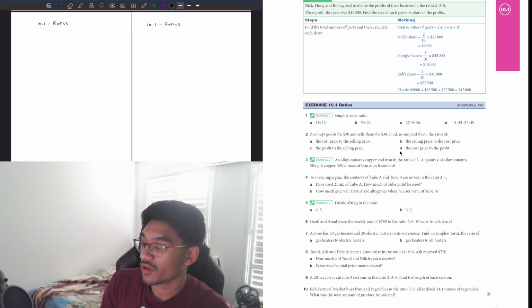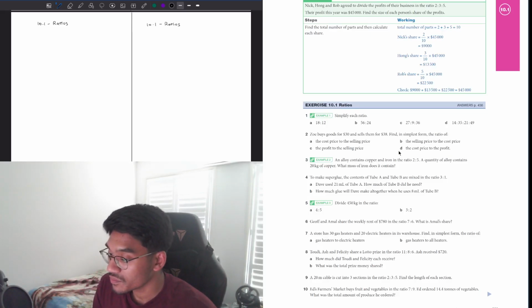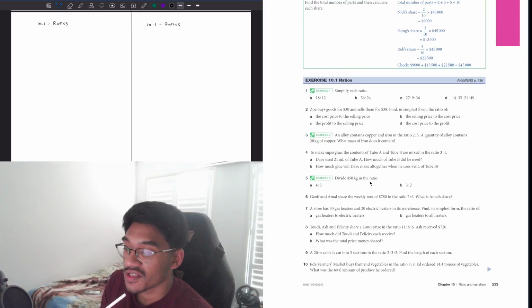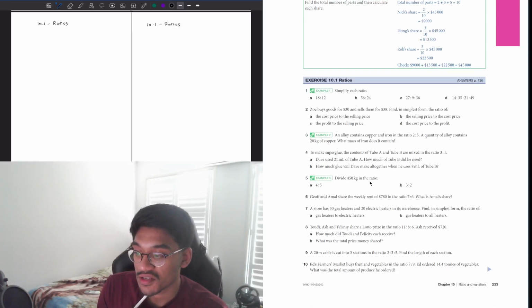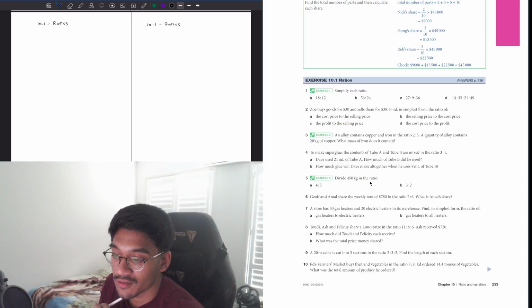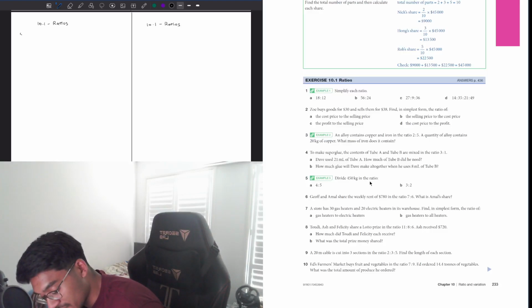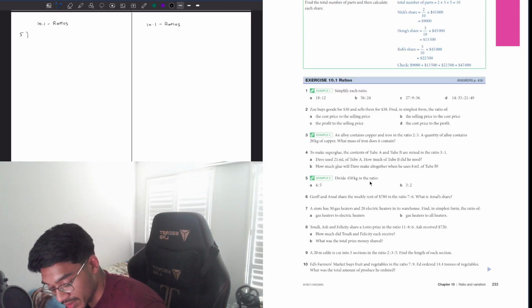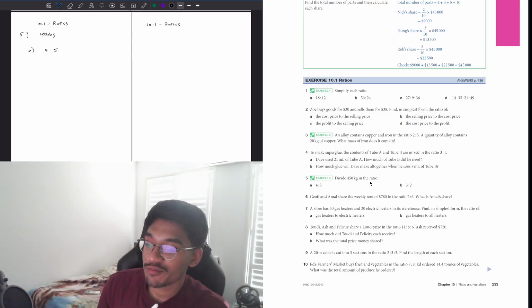All right, so question 5. Question 5 says divide 450 kilos into the ratios 4 to 5 and 3 to 2. So question 5, it's 450 kilos. And question A says we're doing it in 4 to 5. So 4 parts and 5 parts.